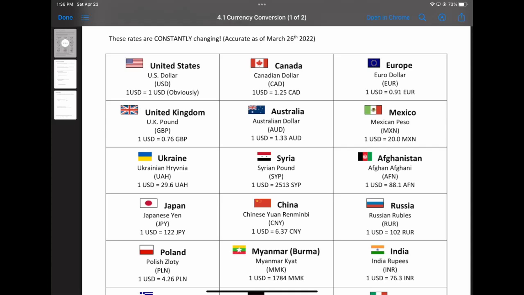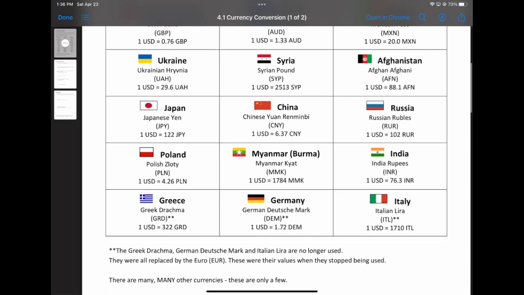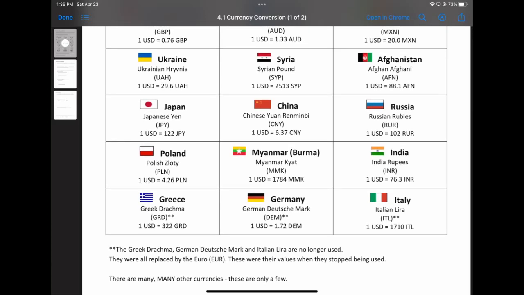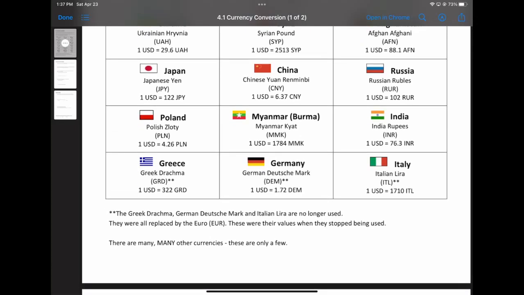So we have currencies for Ukraine, Syria, Afghanistan, Japan, China, Russia, Poland, Myanmar, which is Burma, India, and then at the very bottom, I did want to point out here that I do have some for Greece, Germany, and Italy, none of which are valid anymore. Those are all things that were replaced not that long ago, within my lifetime, with the euro. So those currencies aren't used anymore, but historically they're fairly common currencies. So I thought I'd just show you those for interest's sake, although they really don't come up much.